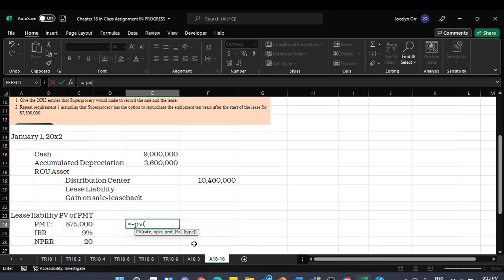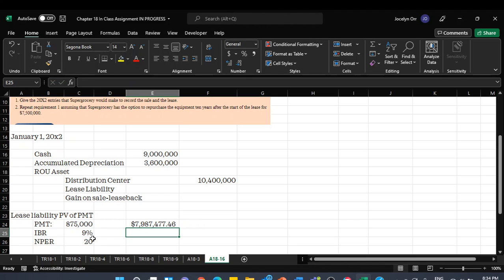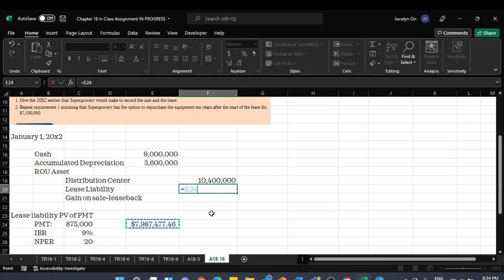And lastly, number of periods, we're dealing with a 20-year lease. Okay, so using our present value formula for 9%, period of 20 years, our payment. In this case, our payment is happening at the end rather than the beginning, so we're not going to include that 1. We can include a 0, but you can also just omit putting anything at the end, and it will return the appropriate present value. This is the amount of our lease liability.